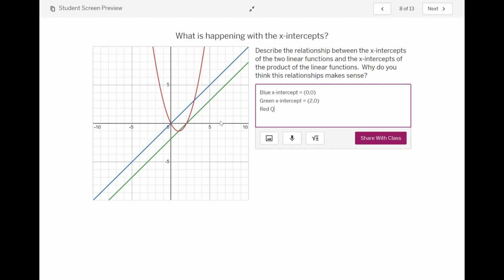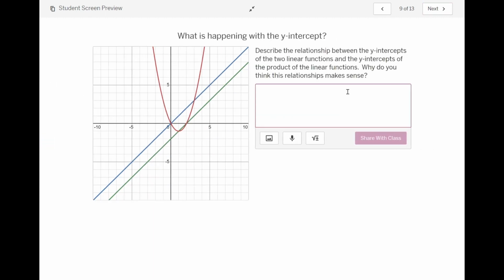Now on my red quadratic, let's look at my x-intercepts. I have 2 of them. There's 2 places where it crosses the x-axis. Crosses right here, actually the same place that the blue graph crosses. And it crosses where the green graph also crosses there. So my x-intercepts actually is 0, 0, and it's also 2, 0. So notice that the two linear factors, the two linear equations that we multiply together, each of their x-intercepts are part of the x-intercepts for the quadratic when you multiply them together.